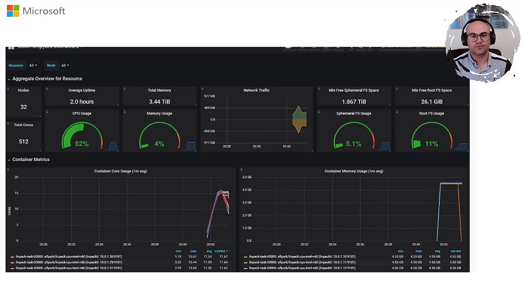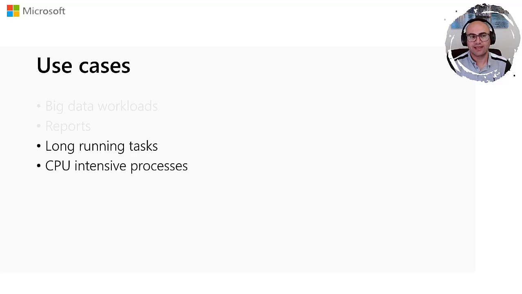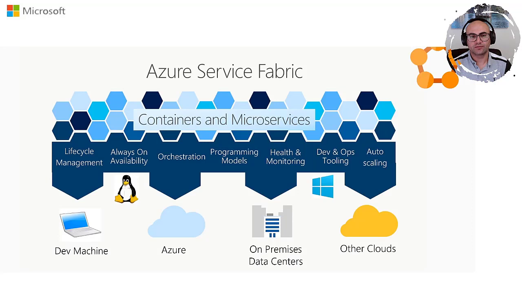Now, if we wanted to have a look at a few use cases for Azure Batch, we can see if you wanted to run big data workloads, Azure Batch and Batch Shipyard is for you. Reporting is really great if you wanted to have all sorts of different reports generated within your containers. If you want running tasks to be run within a container, Azure Batch and Batch Shipyard is for you. CPU intensive processes are also really great candidates for Azure Batch and Batch Shipyard.